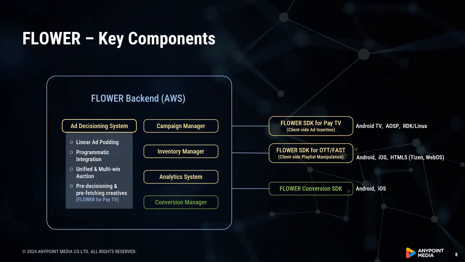Some of the key components of our platform Flower is that we have the backend on AWS. We have our ad decisioning system that does everything from the linear ad podding, the programmatic integration, the unified and multi-win auctions, and the pre-decisioning and pre-fetching of ads. We have our campaign manager, inventory manager, analytics system, conversion manager, and on the SDK, the client side, we have an SDK for pay TV. That would be our client-side ad insertion SDK.